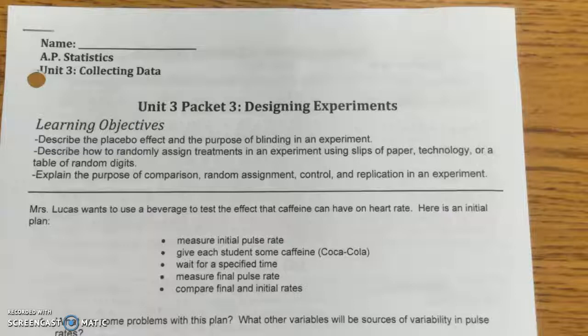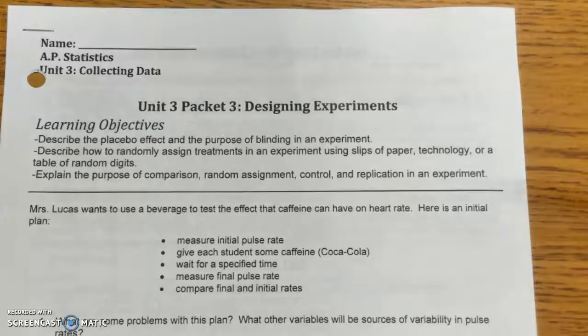And so you cannot conclude any causation with an observational study because you have lurking variables that could confound the results. So designing experiments is extremely important because this is where we can actually draw the cause and effect conclusion if we do the experiment right.